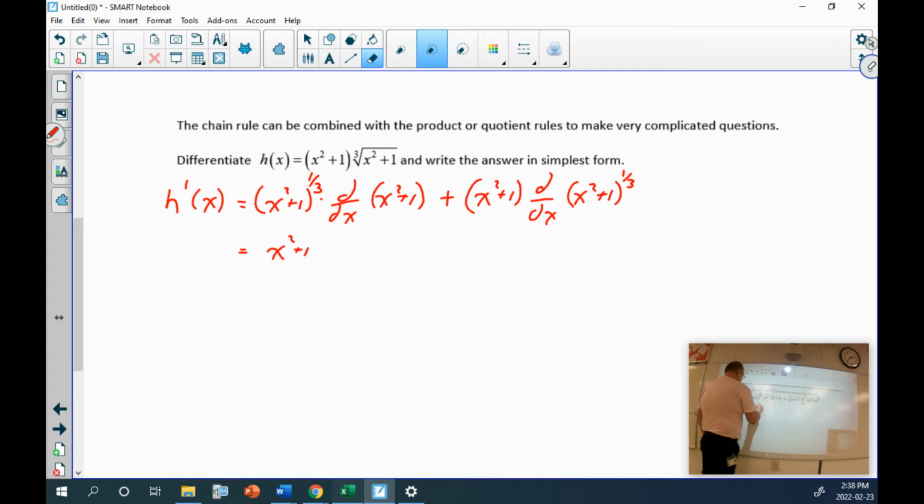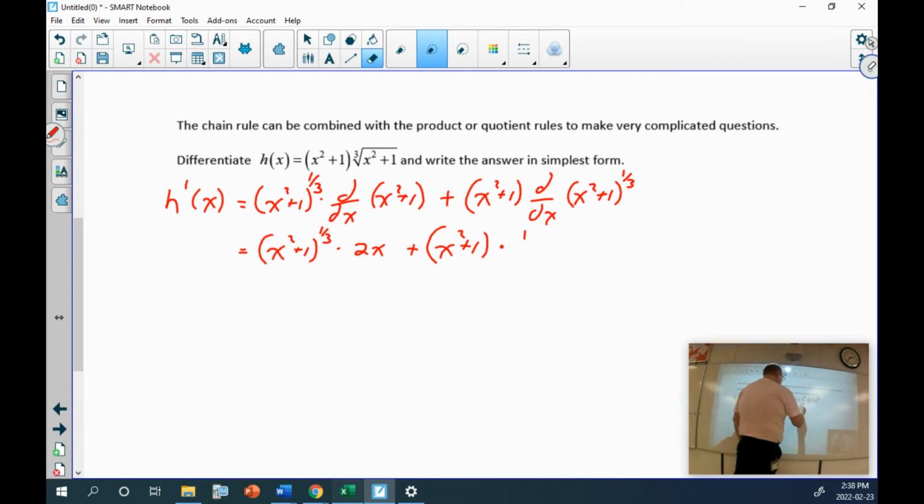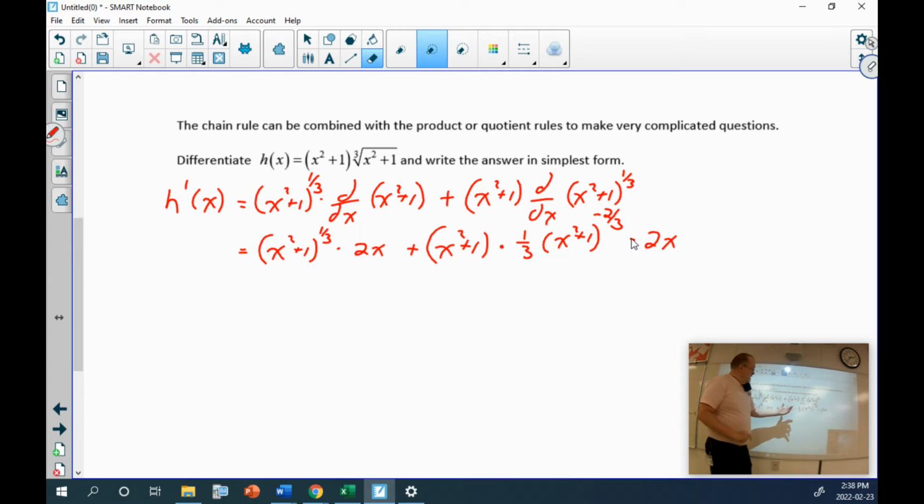x squared plus 1 to the 1/3 times 2x, that's our derivative there, that's not terrible, plus x squared plus 1 over here times 1/3 x squared plus 1 to the power of -2/3 times 2x. So here I had to apply the chain rule to get the derivative of this guy.